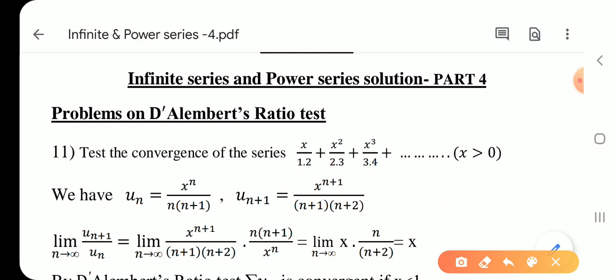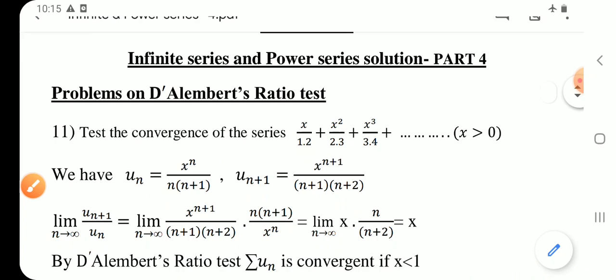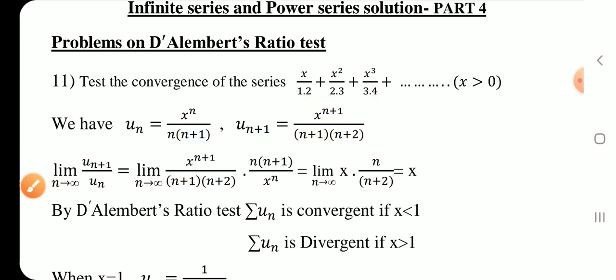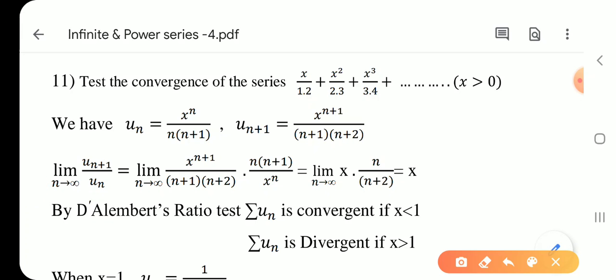For un plus 1, in the place of n, I have to take n plus 1. So when you take n plus 1, you get n plus 1 into n plus 2. Like this we have obtained un and un plus 1. So let us take according to the rule: limit of un plus 1 by un as n tends to infinity. Un plus 1 I have written first, then divided by un. When I divide by un, it will be the reciprocal.